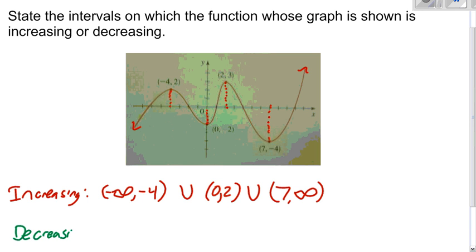Now let's look at decreasing. You pretty much have to make mention of it when you're talking about increasing, which we did. So decreasing starts at -4 until 0. And then decreasing again from 2 to 7. And again, fill it in with a union. And that's it. It's increasing on these intervals, decreasing here.